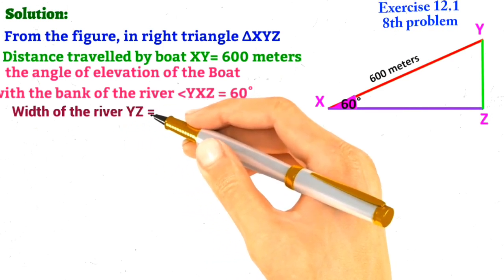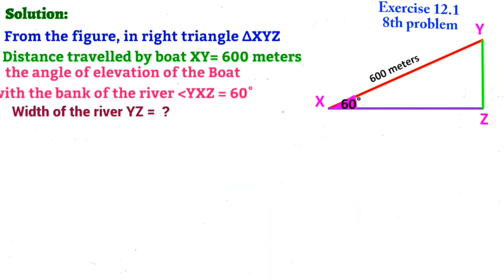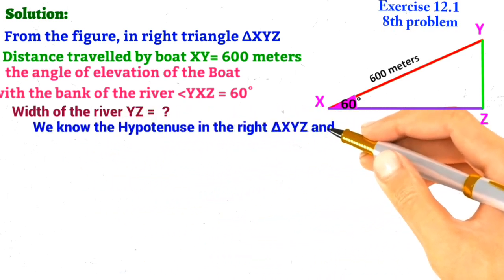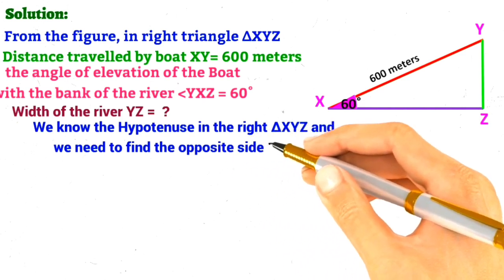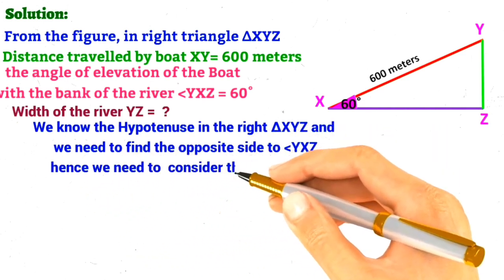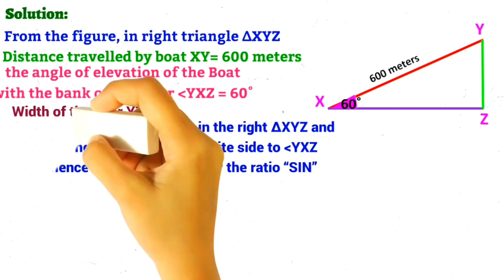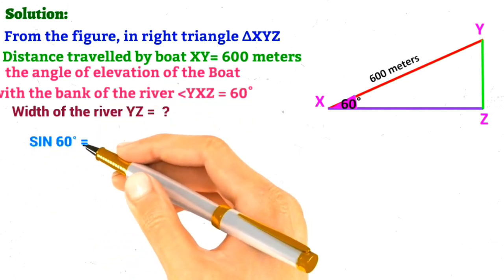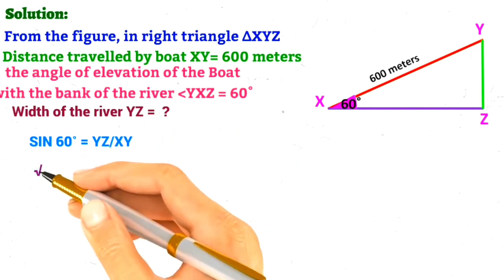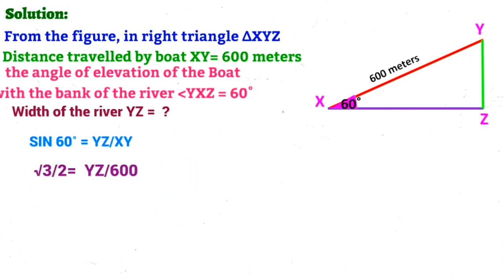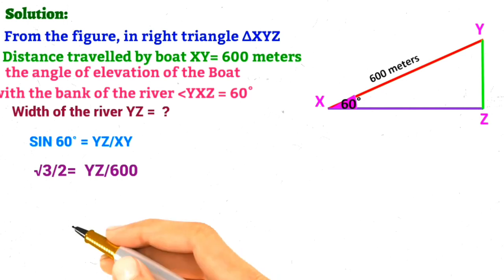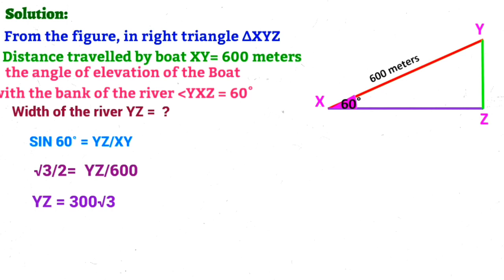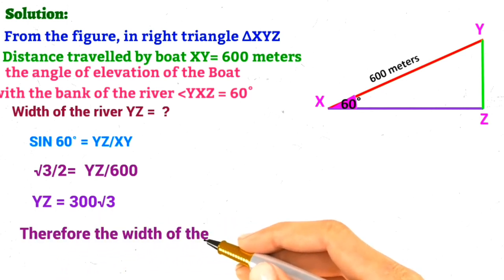Here in this right triangle we have the length of the hypotenuse, and we need to find the opposite side for the given angle 60 degrees. Hence we need to take the sine trigonometric ratio. So sine 60 degrees equals YZ by XY, and substituting their values we get root 3 by 2 equals YZ by 600, and further simplifying this equation we get YZ equals 300 root 3 meters. Therefore the width of the river is 300 root 3 meters.